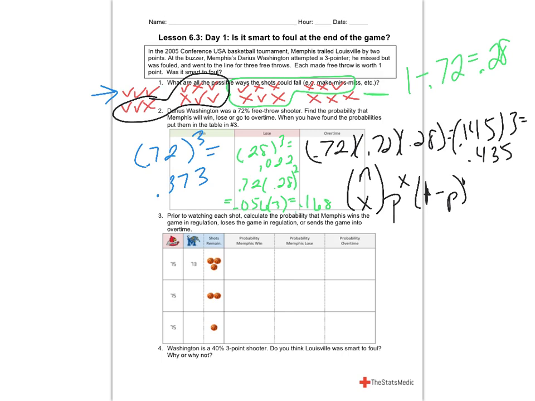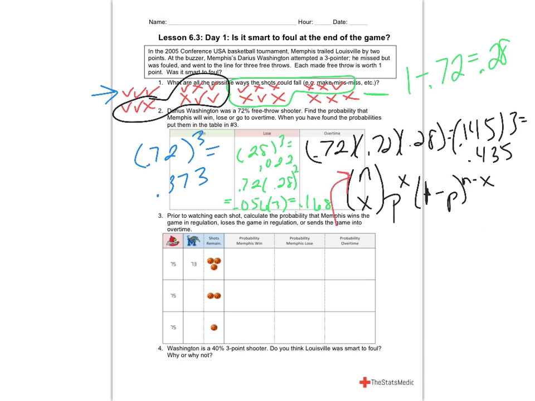Okay, so this is what your formula looks like. Let's look at the pieces of the formula and how these things fit into it. N would be my total number of shots, X would be my shots that I'm going to make, P is my probability that I make them, and 1 minus P is my probability that I don't make them. Again, N was my total shots and K was my makes.